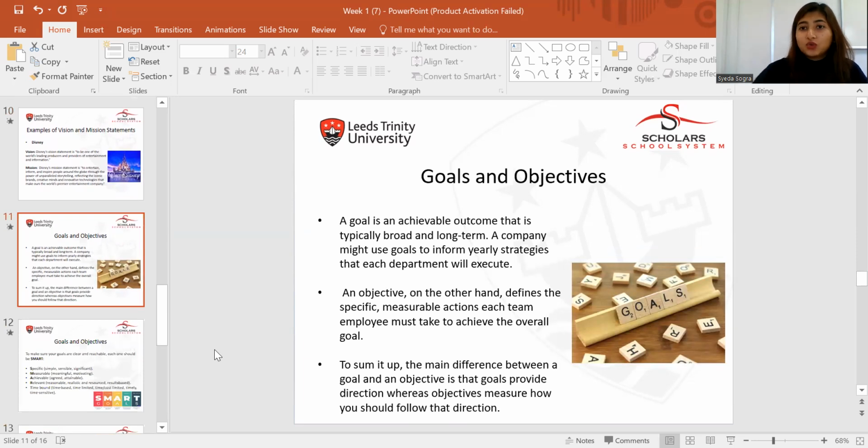Goals and objectives. So what is a goal? A goal is an achievable outcome, typically broad and long-term. A company might use its goals to inform yearly strategies that each department will execute. An objective basically defines the specific measurable actions each team member or employee must take to achieve the overall goal.